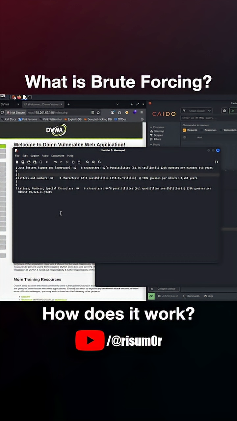It's genuinely that long. And finally, we have the standard for passwords nowadays, which is going to be letters, capital and lowercase, numbers, and the special characters like exclamation points and things like that, which brings us to usually about 94 characters. So we run that math again, which is 6.1 quadrillion possibilities. And once again, at about 120,000 guesses per minute, we're looking at 96,622 years, plus a little bit.